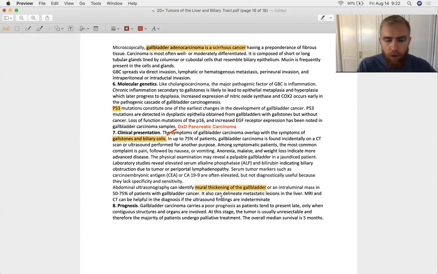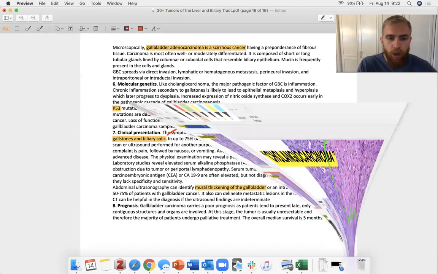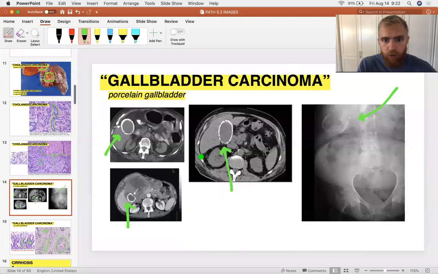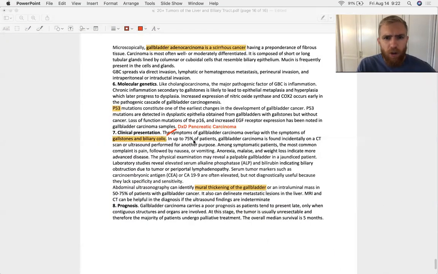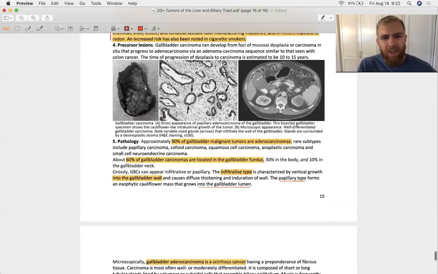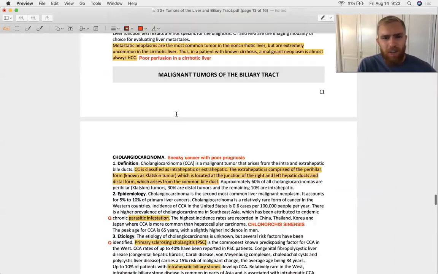Mural thickening of the gallbladder, they could just tell you that with words, or again, they could show you that CT of the porcelain gallbladder, and that's a dead giveaway for gallbladder carcinoma. So that's all that we got here. Our kind of a long cancer SDL, I thought, 16 pages.